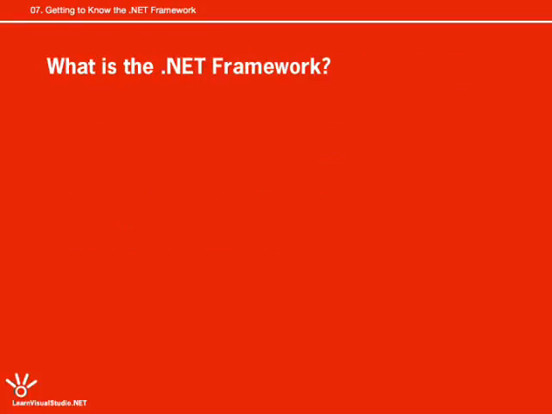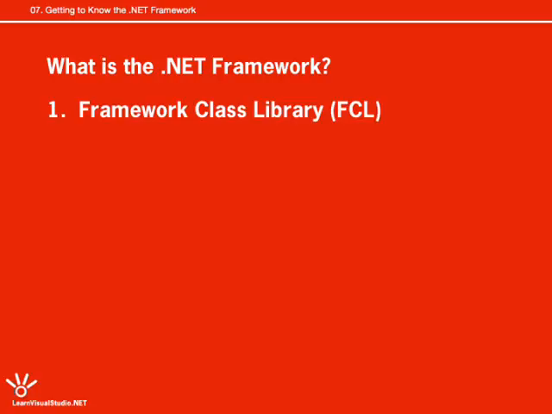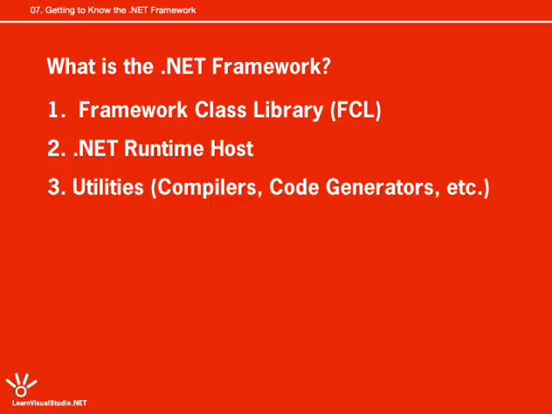Also, I provided a document that accompanies the videos that has some additional information about the .NET Framework and so on. Again, we're going to stay at a fairly high level, so let's talk about the different parts of the .NET Framework. As I've just alluded to, the .NET Framework is actually several things. First of all, you have the Framework Class Library, referred to as the FCL. Secondly, you have the .NET Runtime Host. And then third, there are a bunch of utilities and things that we'll talk about in just a moment.